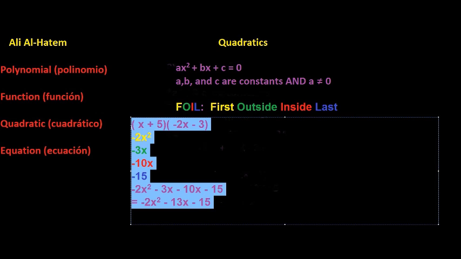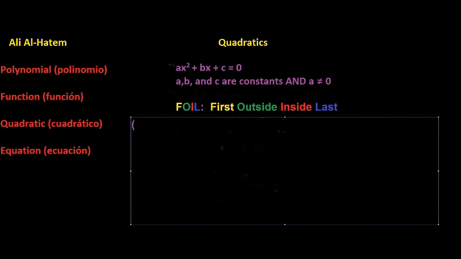So let's take another example. Negative 3x minus 4 multiplied by negative 11x minus 2. Once again, we're going to use the foiling method. So first, negative 3x multiplied by negative 11x, you will get 33. Let me color code this. 33x squared.